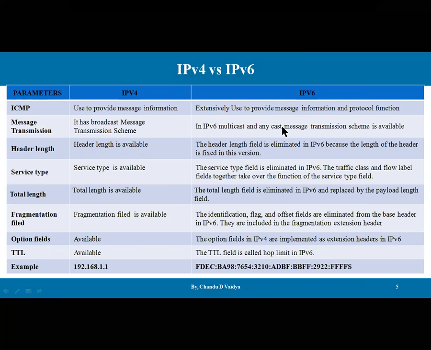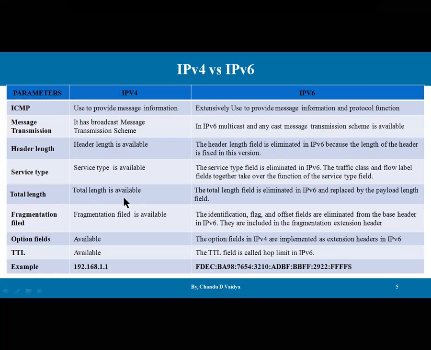These additional features are available because in IP version 4 multicasting uses reserved IP addresses, and here anycast is also supported. For header length, the header length field is eliminated in IP version 6 because the length of the header is fixed in this version. Then the service type is available in IP version 4, but in IP version 6 the service type is eliminated. The traffic class and flow label fields together take over the function of the service type field. So these are additional features that have been added.